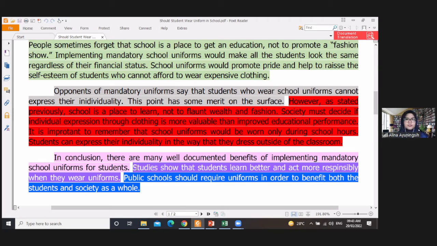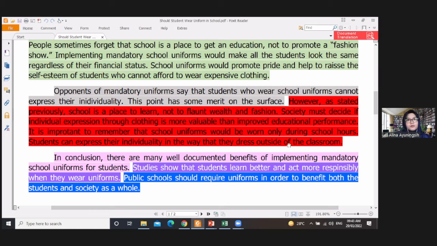And the purple ones here: studies show that students learn better and act more responsibly when they wear uniforms. This is a summary from the body paragraphs, a summary of the important things, or a summary of the topic sentence of each of the body paragraphs. And the blue ones here is a lasting impression: public schools should require uniforms in order to benefit both the student and society as a whole. So it seems like this student uses a suggestion for the lasting impression.